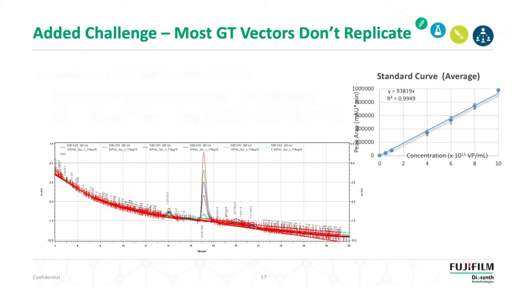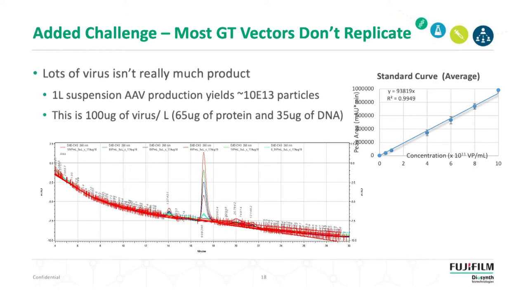The biggest disadvantage for this actually is that in the gene therapy and the viral world, we're used to dealing with these sort of enormous numbers, 10^11, 10^13, 10^15. I mean, absolutely enormous numbers. But actually, in the world of how much product have you made in milligrams, they're actually really, really tiny. So a typical production process for an AAV, 1 liter of suspension culture maybe yields about 10^13 particles, which sounds like a lot. 10^13 of anything is a lot.